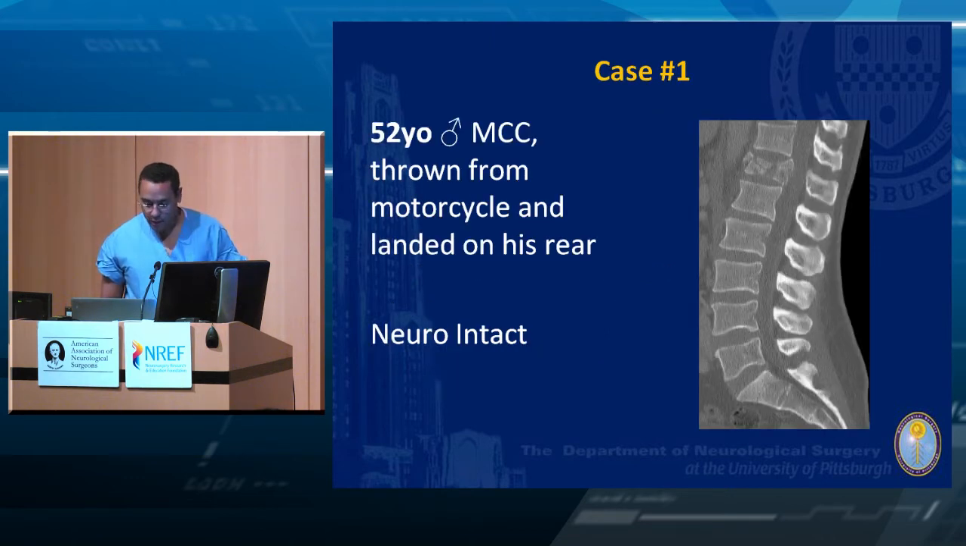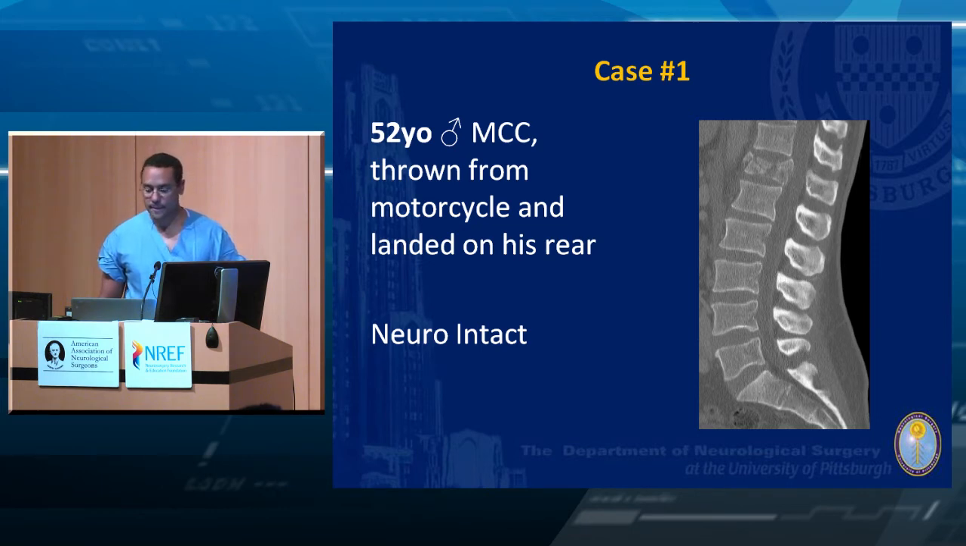All right, so a couple cases. 52-year-old male, motorcycle crash, thrown from the motorcycle, landed on his rear. He's neuro intact, okay? So let's talk about this, because this is how we're going to finish this up. We got 5 minutes. Nathan Rowland. Yes. Where are you, Nathan? Oh, hey, what's going on?